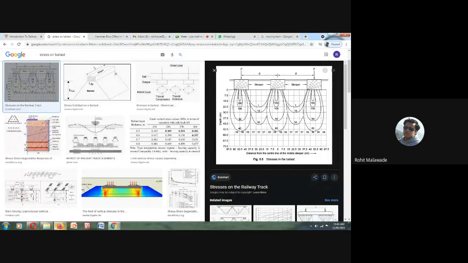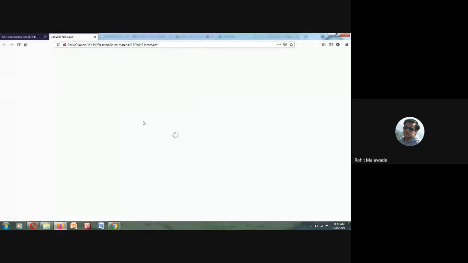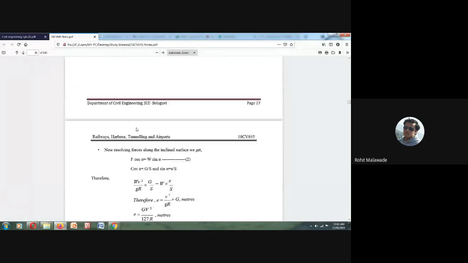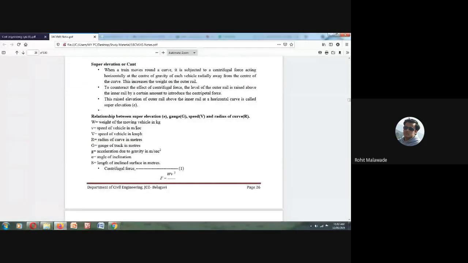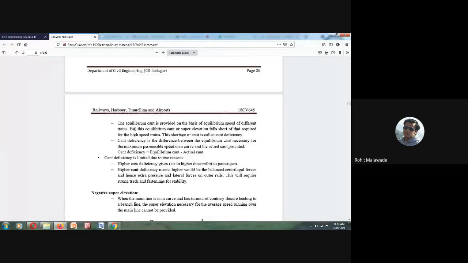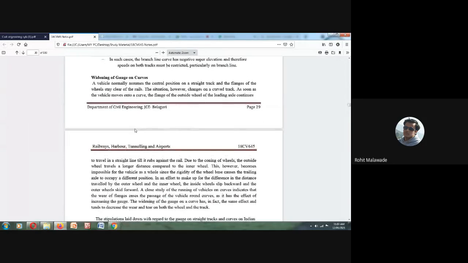Now we will see one more topic today, that is the widening of gauge. We will see it in today's class. Now, as we see, a vehicle normally assumes a central position when it is moving on a straight track.